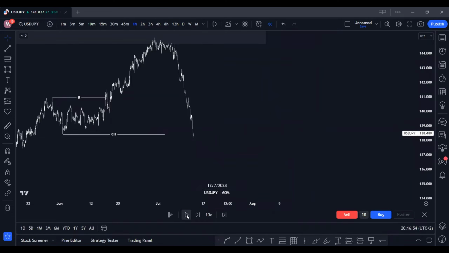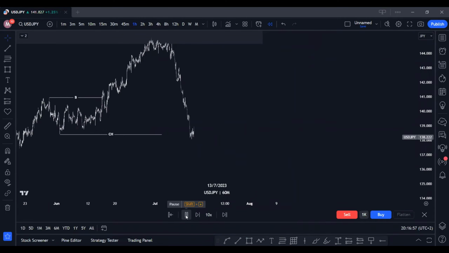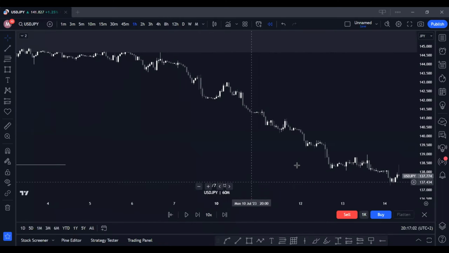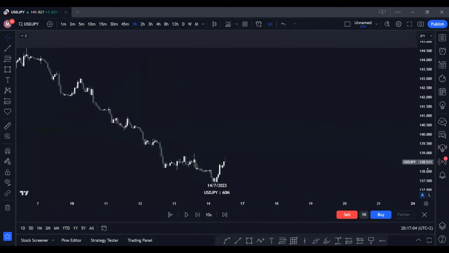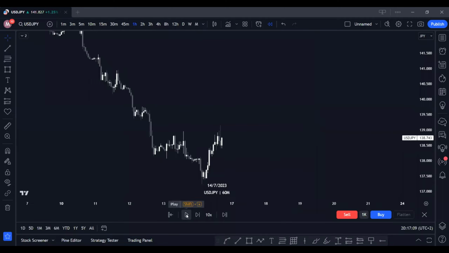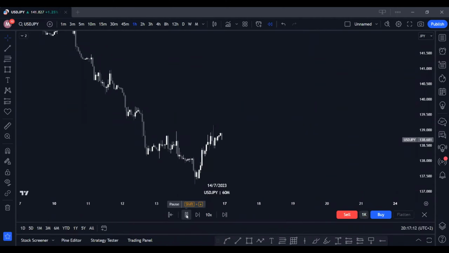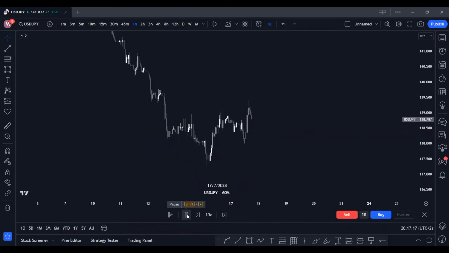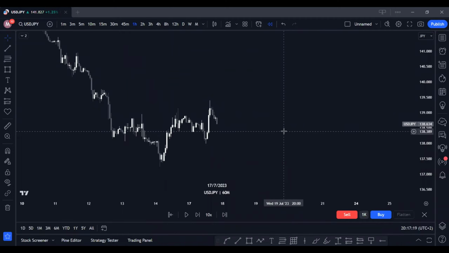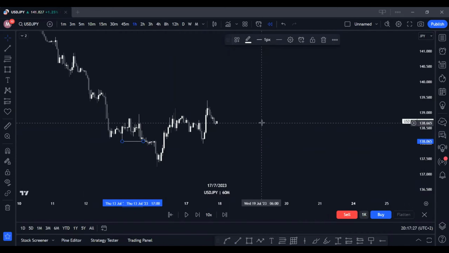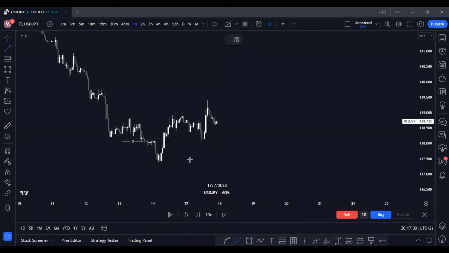Okay, so now let me just delete this and see what price has given us. Okay, as you can see, the price gave us this break of structure here, and price gave us this change of character here.